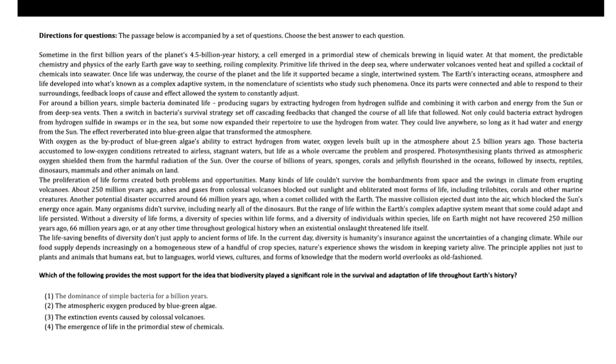So, here we have a text, and on the basis of the text, we have a direction. The direction for the question is: there is a passage below which is accompanied by a set of questions. Choose the best answer to each question. Well, here there is the text, and the text explores the interconnected history of Earth's evolution and the emergence of life as a complex adaptive system.